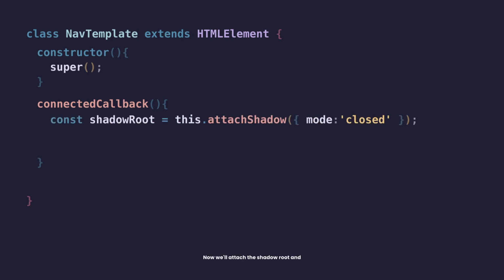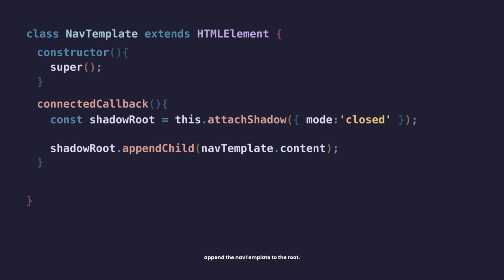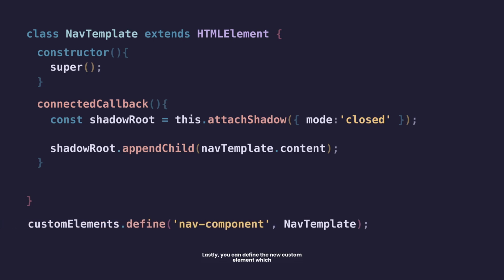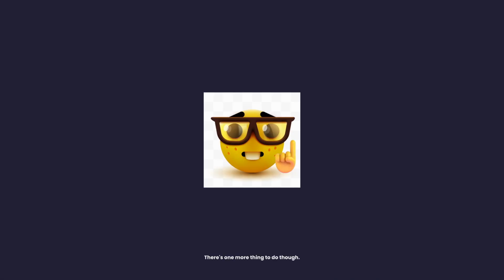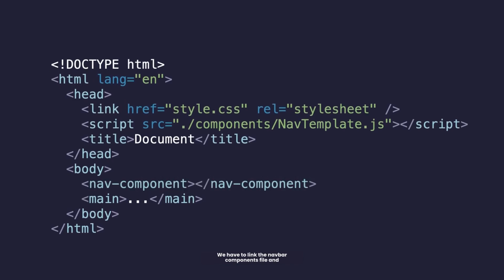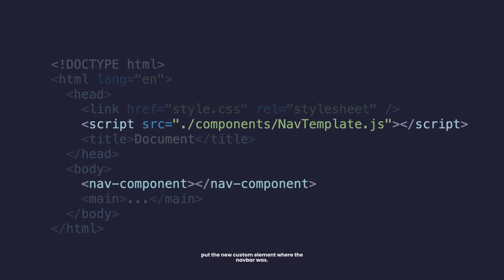Now we'll attach the shadow root and append the nav template to the root. This mode closed just means that it's hidden to any kind of JavaScript outside this shadow root. You could also make it open, it wouldn't matter in this example. Lastly, you can define the new custom element which will render our shadow root on the page. There's one more thing to do though, we have to link the navbar components file and put the new custom element where the navbar was.